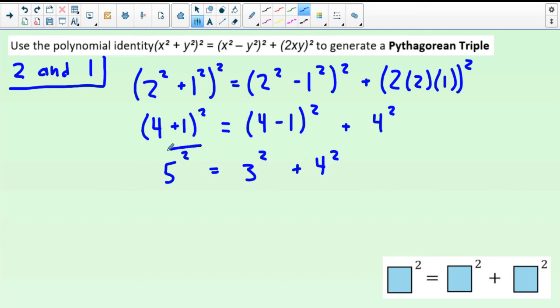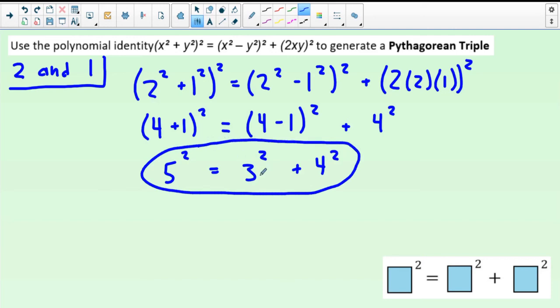So we could square these if you want. 5 squared would be 25. 3 squared is 9. 4 squared is 16. So if I add 9 plus 16, that's going to give me 25. So this is our Pythagorean triple: the 5, the 3, and the 4. And so this algorithm generated that for us. We just picked two seed numbers, 2 and 1, and this algorithm generated a Pythagorean triple for us.